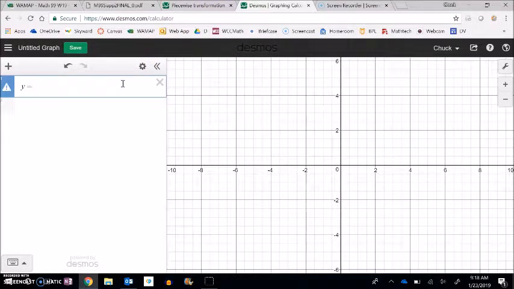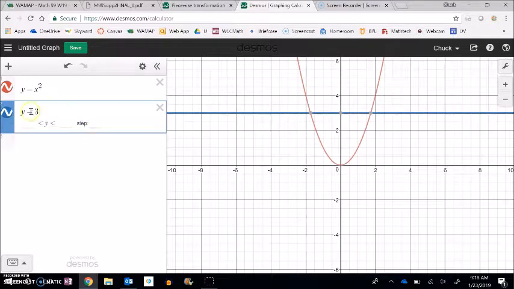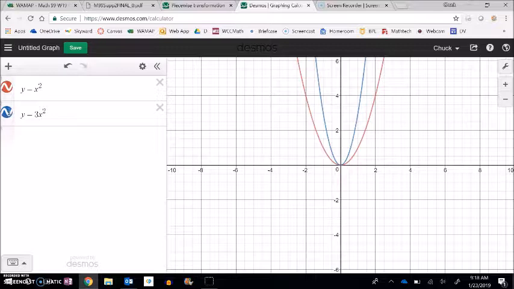And I'll just look at this parent function y equals x squared. So what if I go y equals 3x squared? Notice what's going to happen is I'm multiplying all these y values by 3. So 0 is going to stay at 0. But for example, this point that's at 1 will now be up at 3. This point that's negative 1 will be up by 3. So what I'm doing is I'm stretching it up in this direction.